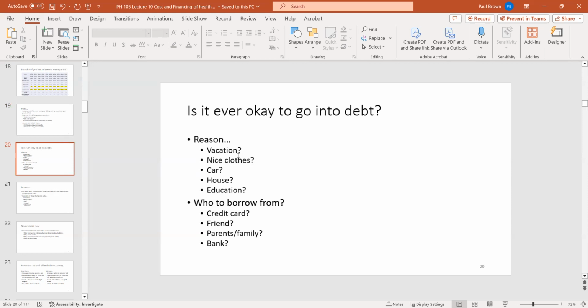So would you say vacation? If you had a credit card, is it okay? Under what conditions is it okay to go into debt for a vacation? I guess if you really need a vacation, right? But of this list, which ones are usually seen as good reasons to go into debt versus not good reasons?